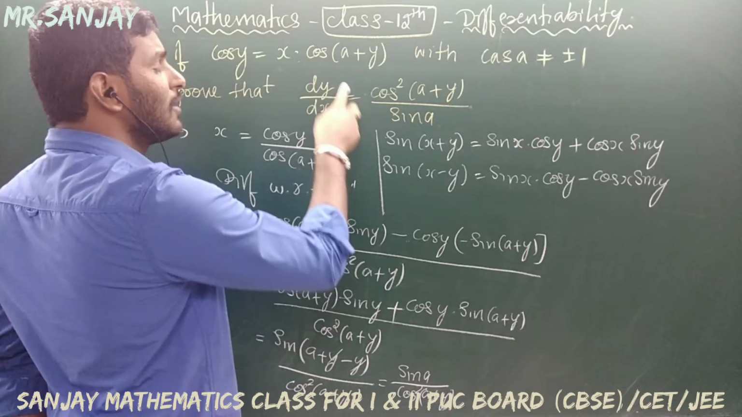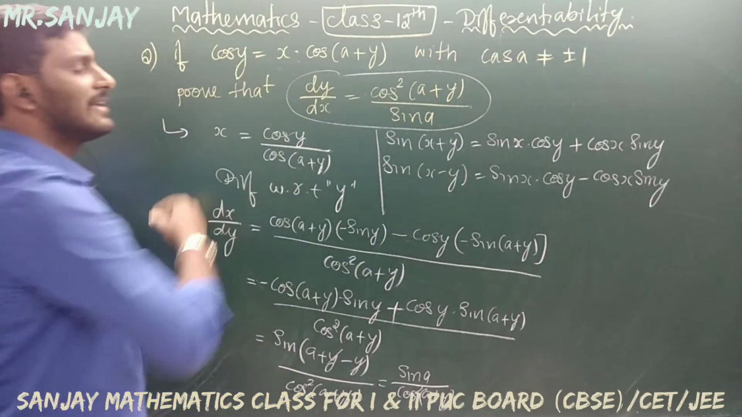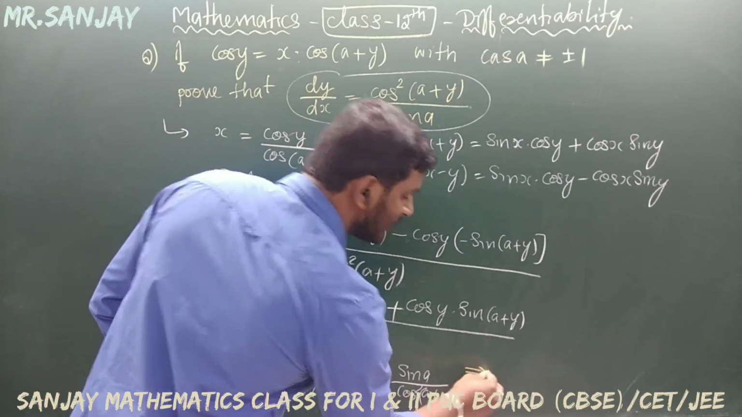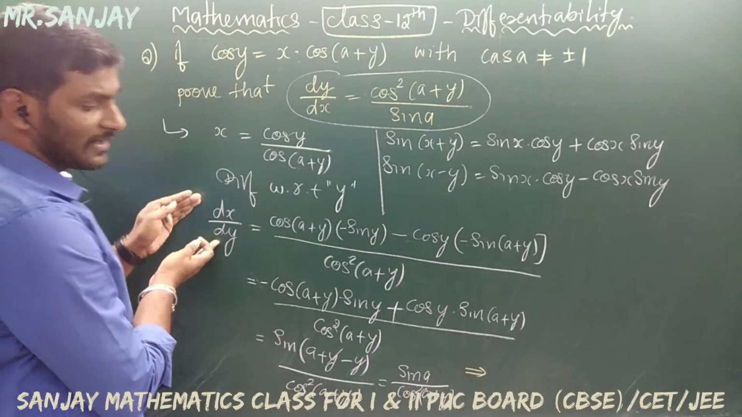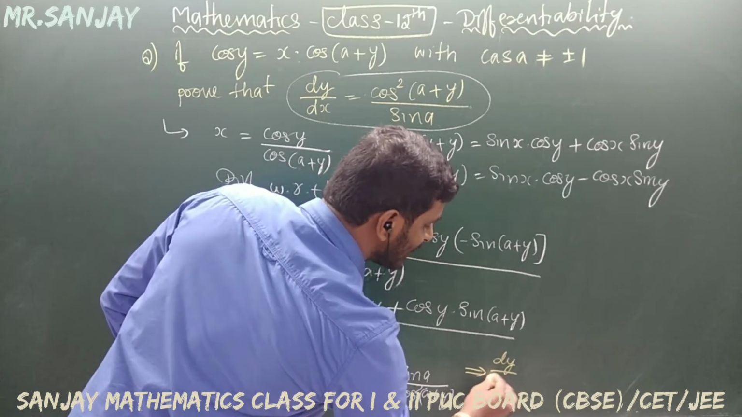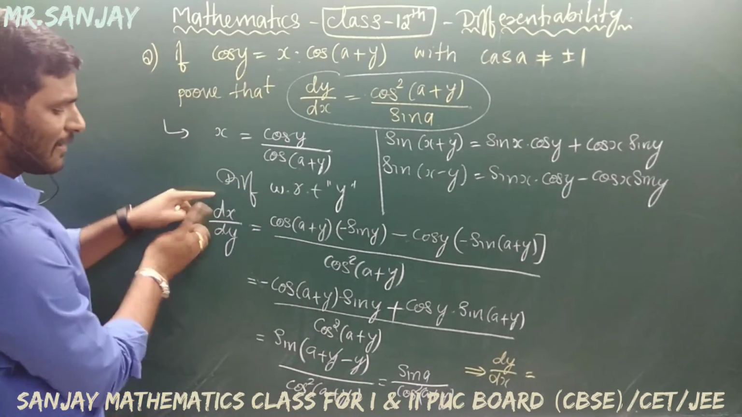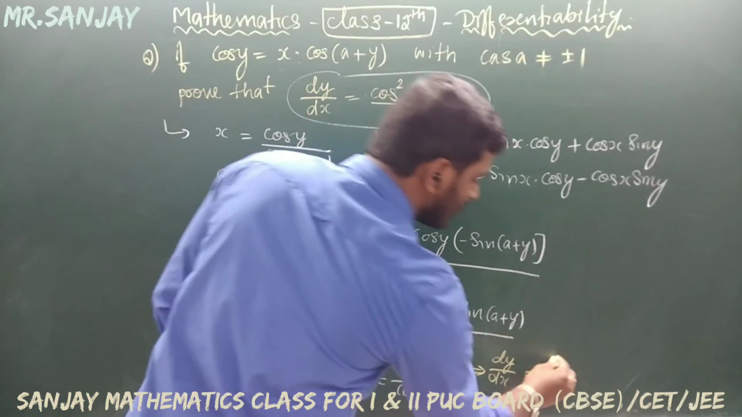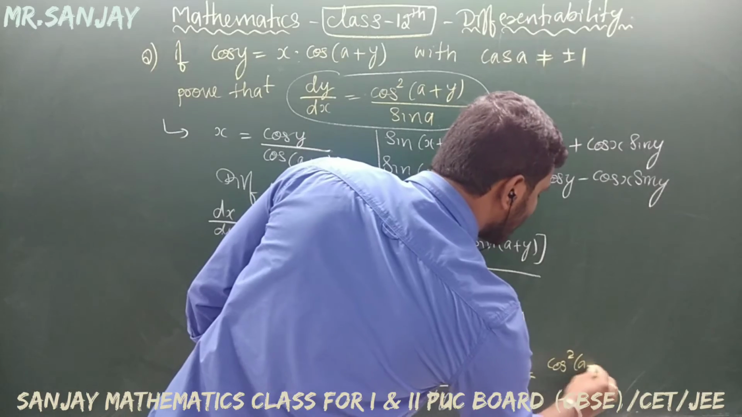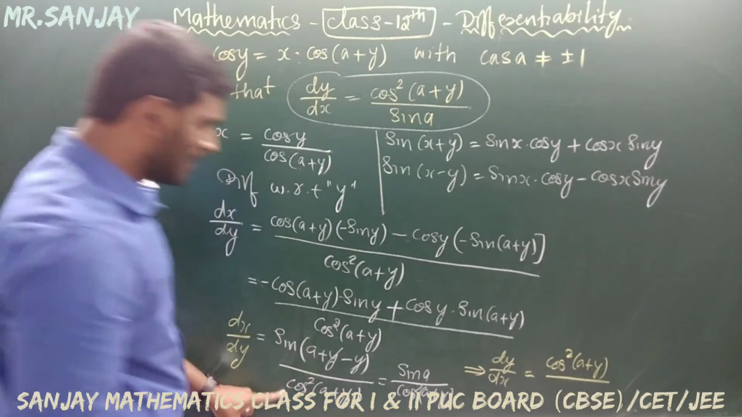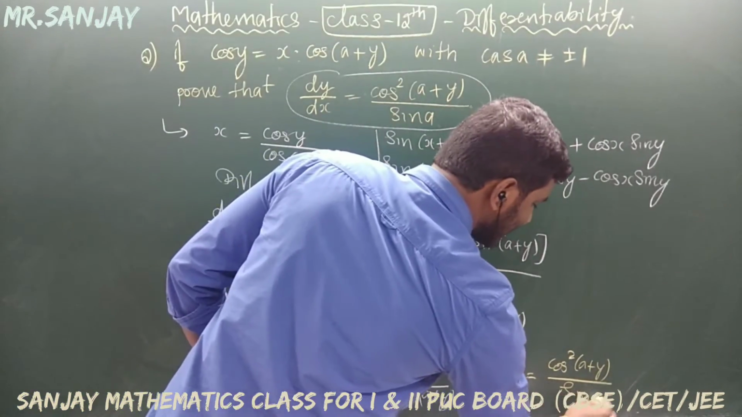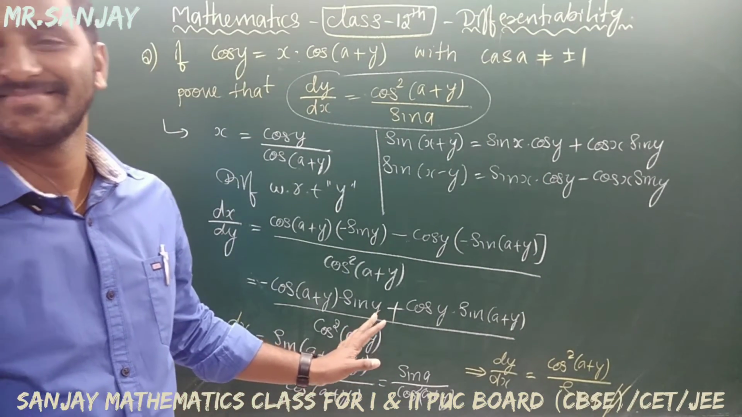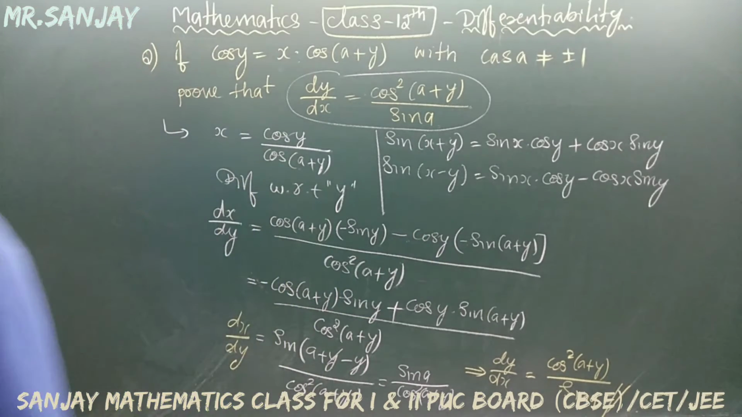But we need to prove dy by dx, and here we got dx by dy. You just reciprocal the whole equation. So if I reciprocal it, what is the answer? dy by dx is equal to, this is dx by dy, then the denominator we need to write in the numerator: cos square (a plus y) divided by sin a. So that's it. Any doubts? Copy note put.